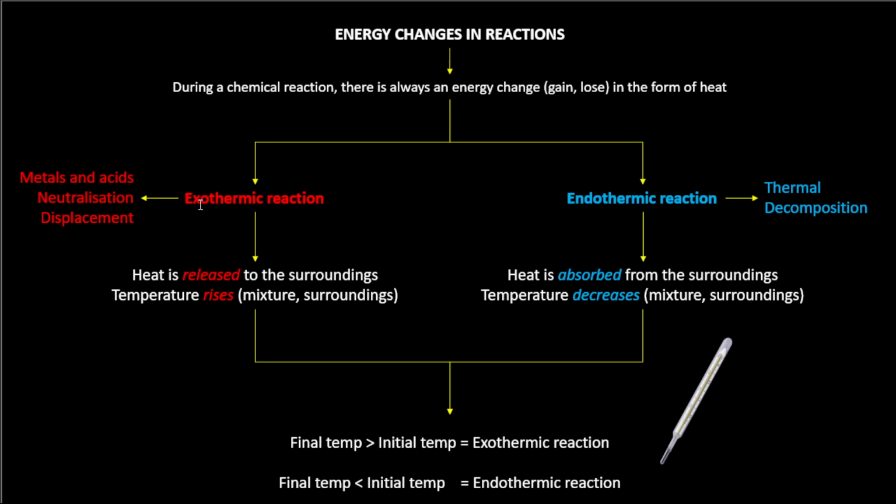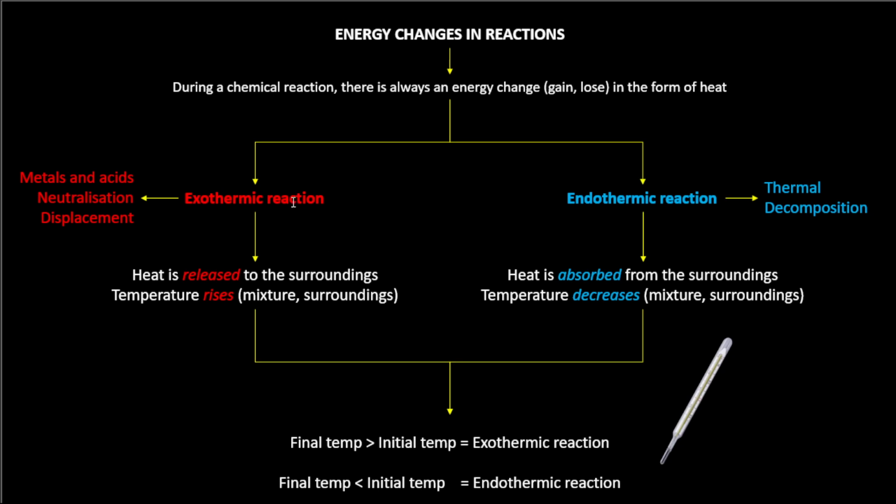Now, if something becomes hotter, we call it an exothermic reaction. It is a reaction where heat is released to the surroundings and hence the temperature will rise. Example reactions of exothermic reactions are reactions between metals and acids, neutralization reactions, and displacement reactions. Endothermic reaction is the opposite of exothermic reaction. In an endothermic reaction, heat is absorbed from the surroundings and hence the temperature decreases, in the mixture itself and the surroundings as well. One example of an endothermic reaction is thermal decomposition.